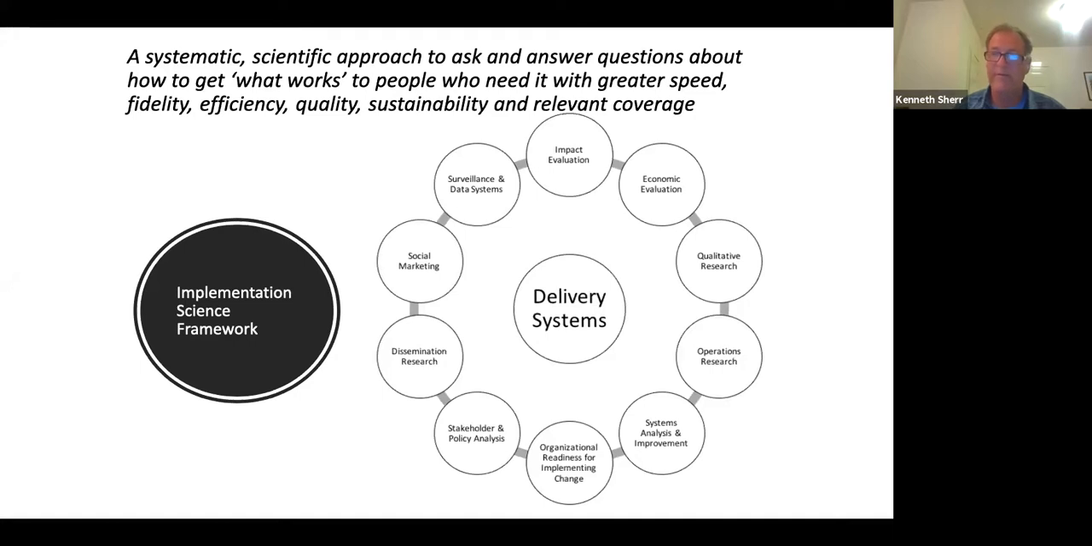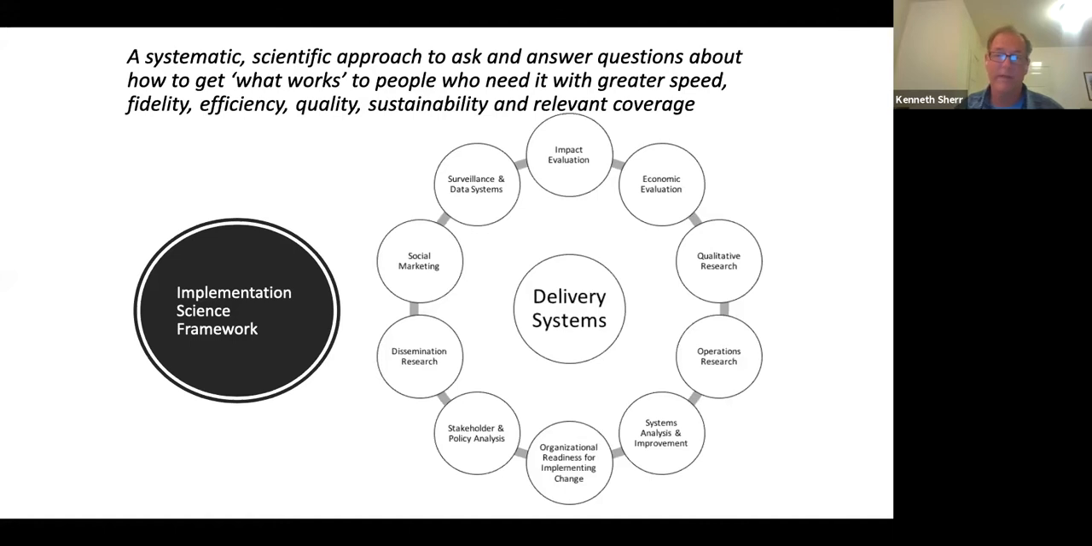We want to do it with fidelity to ensure that we have the active ingredients of those evidence-based interventions and implementation strategies in place, so that it does benefit patients and populations. We want to do it efficiently and maximize the resources that we have, with high quality, which I think speaks for itself, sustainably, and with relevant coverage.